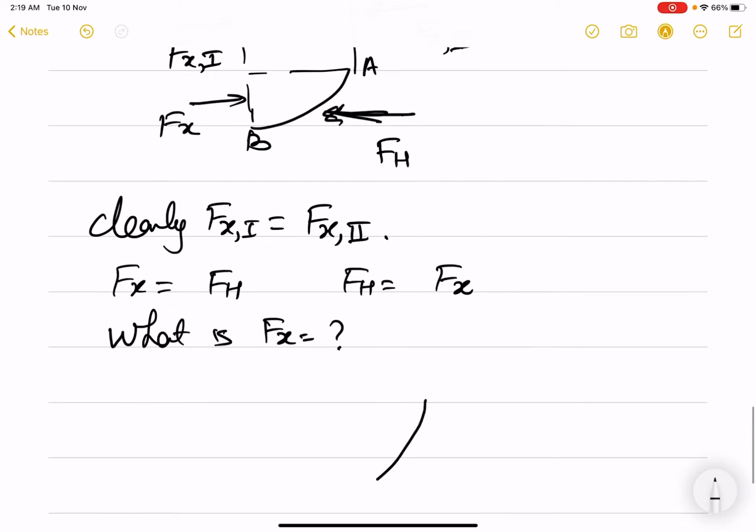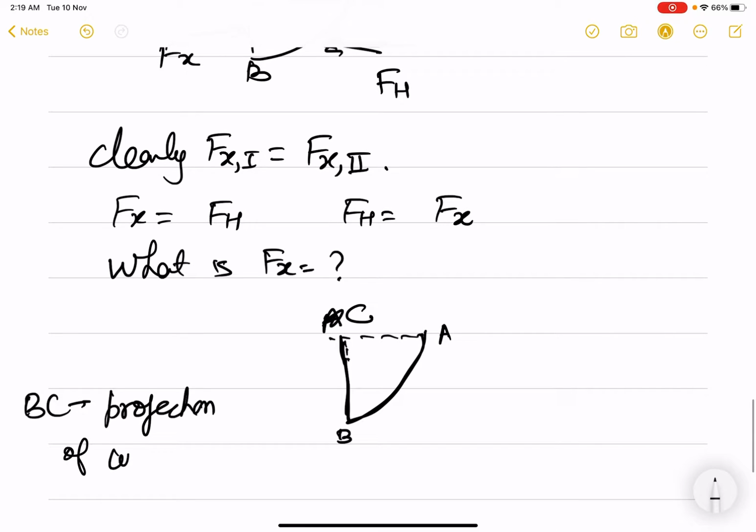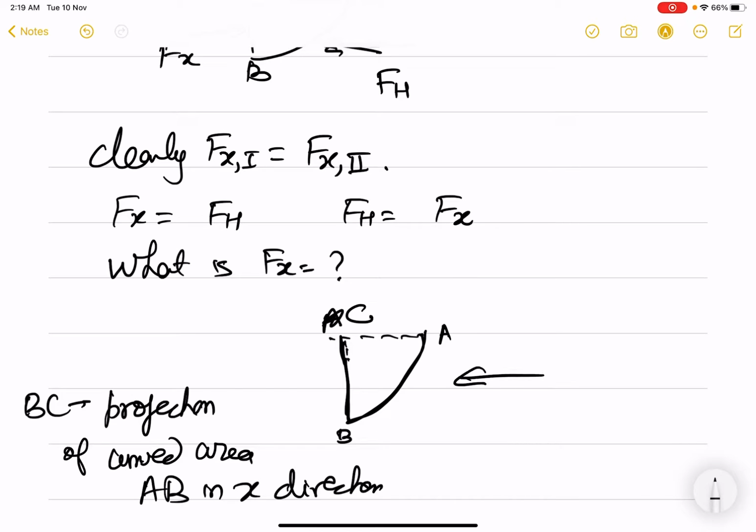So now we have this area AB. I project this in the horizontal direction. Let's call this point C. So BC is the projection of curved area AB in the x direction. If I project it in the x direction, I get this area.